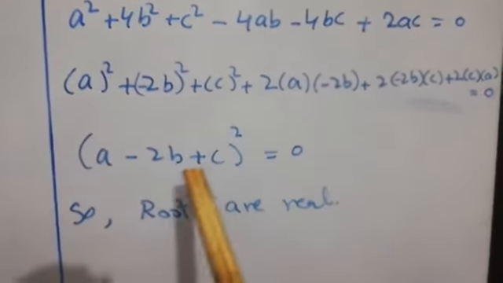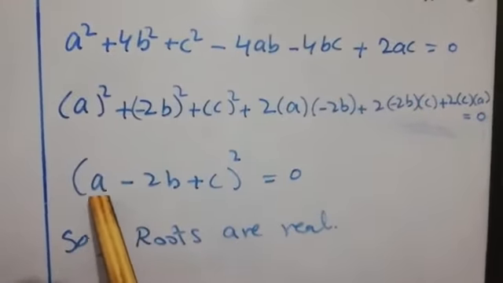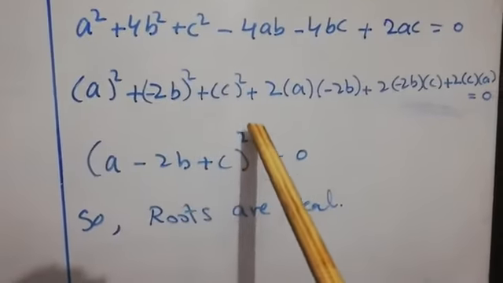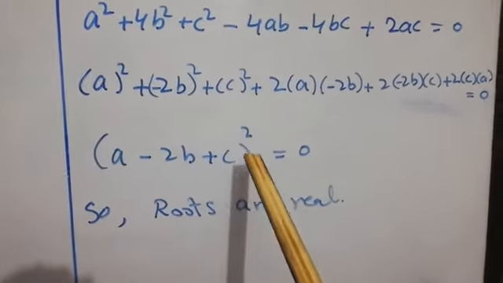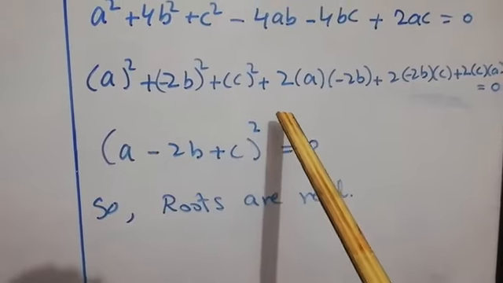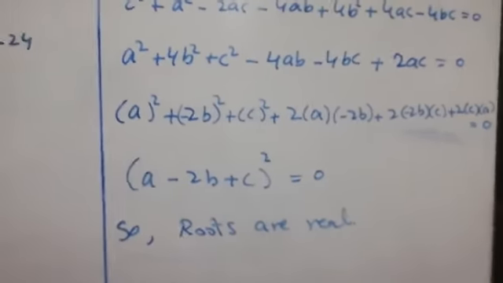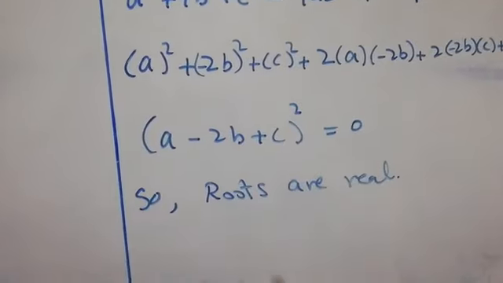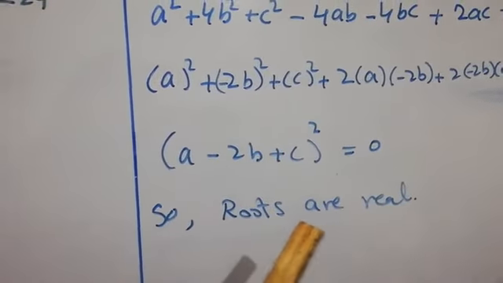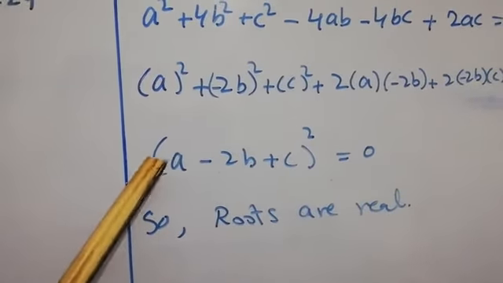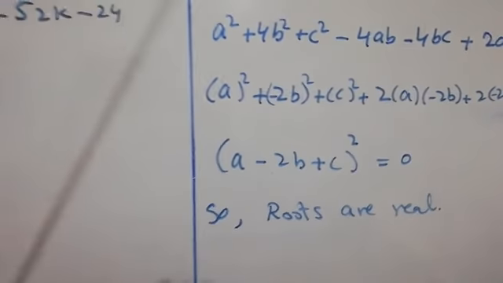We will combine this and make it in the formula form: (a − 2b + c)² equals 0. Since this is a perfect square, in case when the discriminant is a perfect square, then we can say that roots are real, not imaginary. This is a positive value. Okay, this is the end of our exercise 2.1.